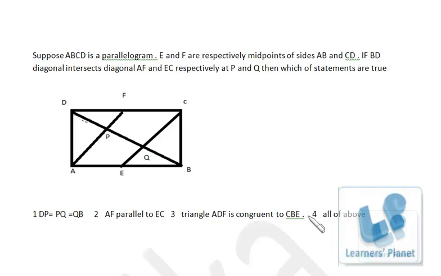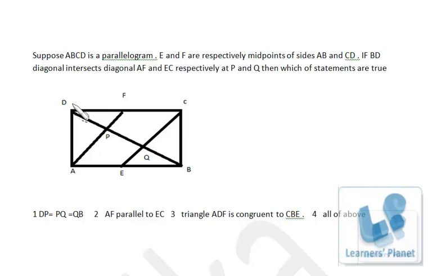Now let's solve this problem based on geometry. Suppose ABCD is a parallelogram. E and F are respectively midpoints of sides AB and CD. If diagonal BD intersects diagonals AF and EC respectively at P and Q, then which of the statements are true? Now, ABCD is a parallelogram.